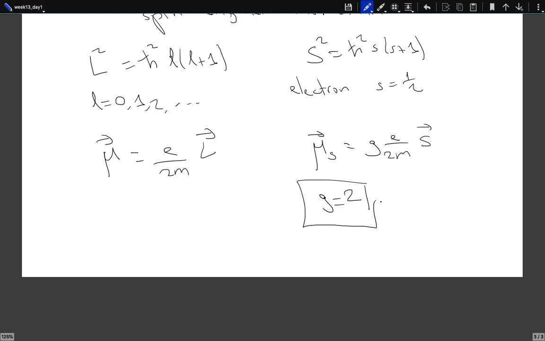So this is one way of measuring the difference. Determine the g value. For angular momentum, it is 1. For spin, it is 2. So if you can measure the gyromagnetic ratio for a particle that has s is equal to 1, you can distinguish whether it is a spin quantum number or an orbital angular momentum.